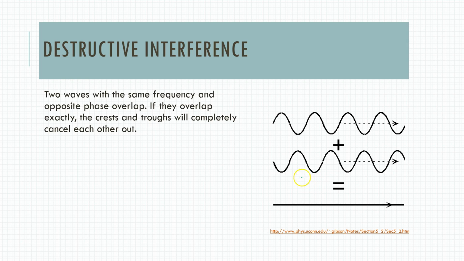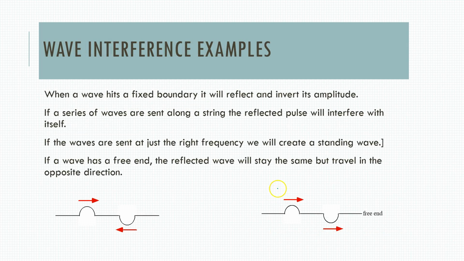Whenever they overlap and their phases are opposite, meaning where this one has a crest, this one has a trough, and their frequency is exactly the same, they will completely cancel each other out. That is called destructive interference. In this case, they completely cancel and you end up with a perfectly flat line, because they overlap with the same frequency but opposite phase. It's also possible that they overlap without the same frequency or phase, and then you just end up with a funky pattern.